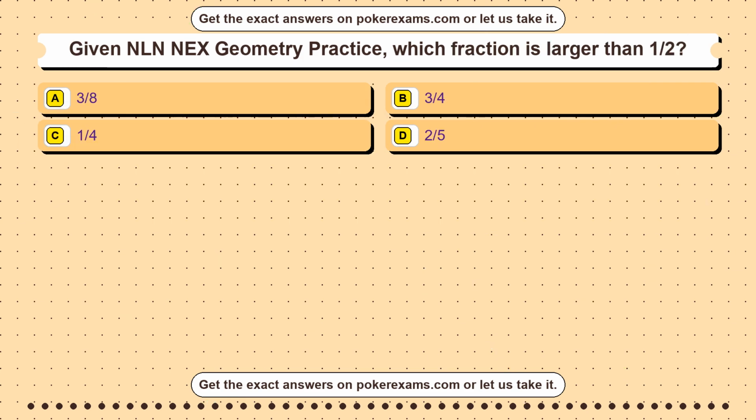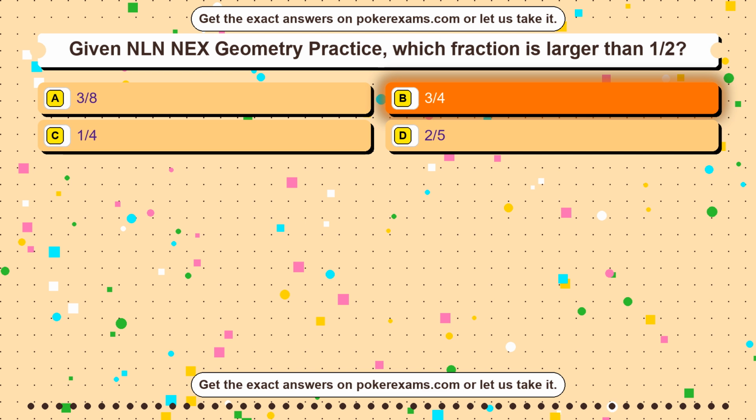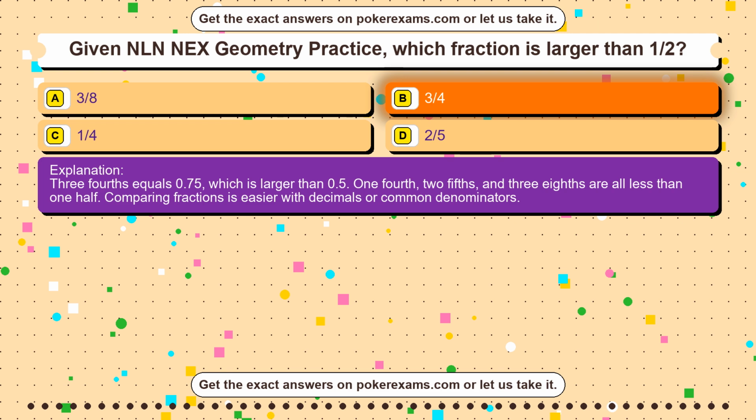Question 8. Given Get Geography Practice, which writing choice improves clarity? Option A, ignore the prompt. Option B, use precise evidence. Option C, add unrelated facts. Option D, repeat the same sentence. The correct answer is option B, use precise evidence. Precise evidence makes writing clearer and more convincing. Unrelated facts distract, repetition weakens organization, and ignoring the prompt lowers relevance. Get writing rewards focused support.